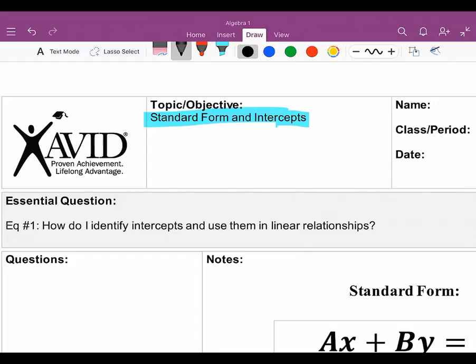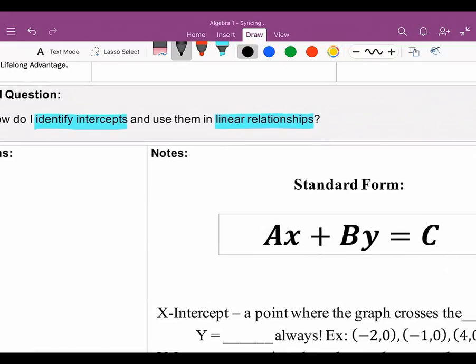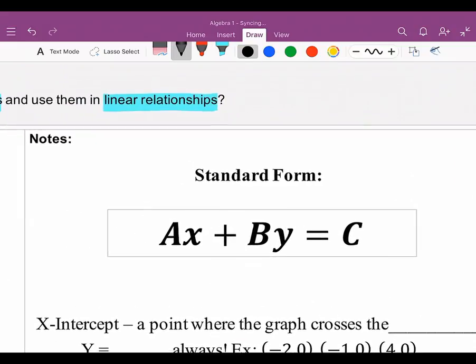Alright, so our essential question, how do I identify intercepts? So how do I recognize them and use them in linear relationships? Okay, so we're also going to use them in relationships where we're comparing two things and it'll be a straight line. That's linear relationships. So moving on, let's move to standard form.